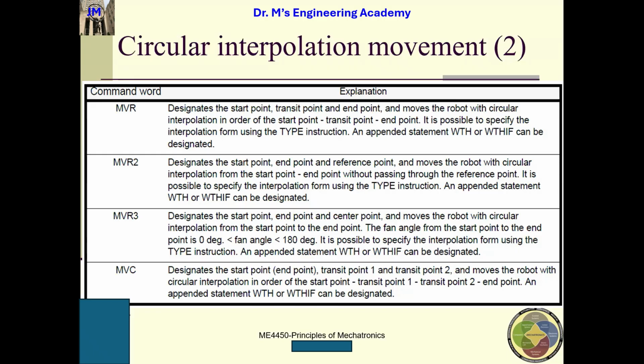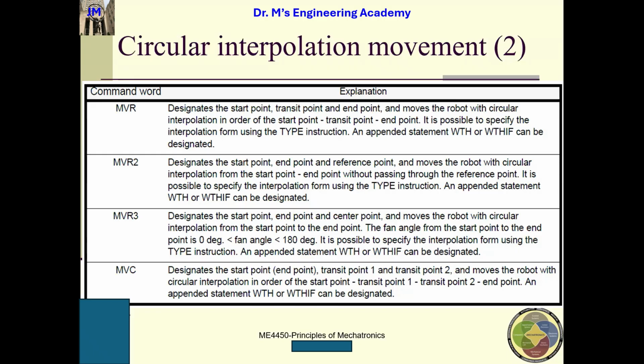So I move the robot with a circular interpolation from the start point to the end point, without passing the reference point. It is possible to specify the interpolation using a type instruction or appended statement, with or without if designated. This is MVR2. MVR3, and you have start point, end point, and center point.